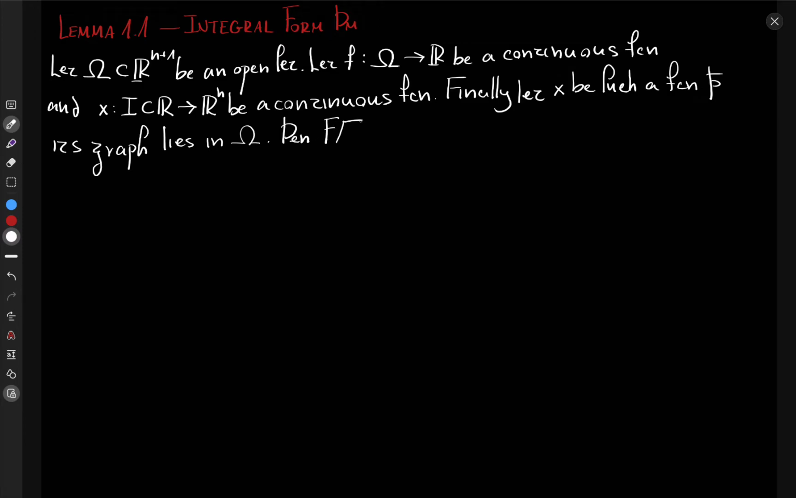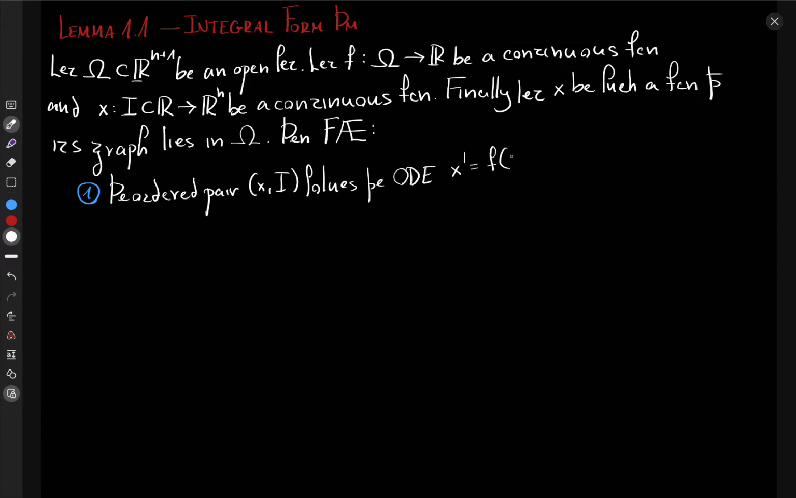Then, phi. 1. The ordered pair x, y solves the ordinary differential equation x prime is equal to f of x of t, with the initial condition of x of t0 being some x0.